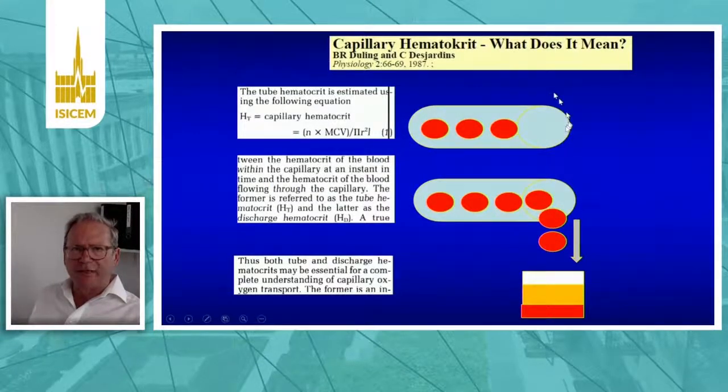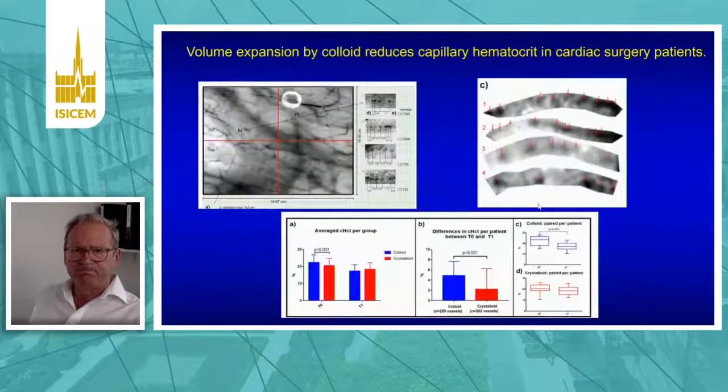And that brings us to capillary hematocrit, which is really the number of red blood cells in a single vessel, which will determine the oxygen carrying capacity of that particular vessel. And the fewer there are, the lower that capacity will be. And of course, it's not only the presence of the hematocrit, but the frequency at which those red blood cells travel along the capillary, which will ultimately determine the oxygen transport capacity of the microcirculation.